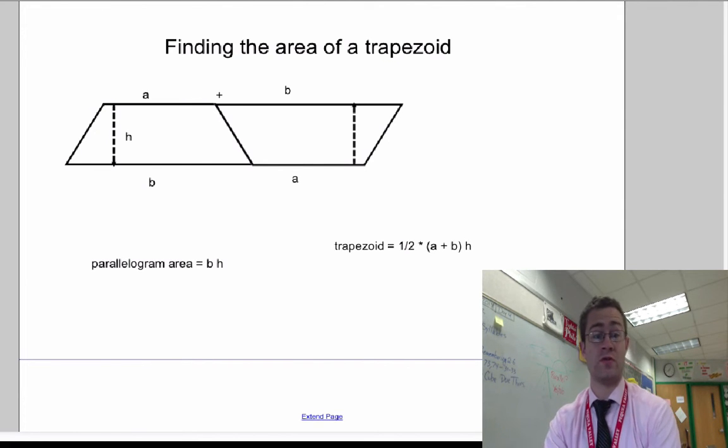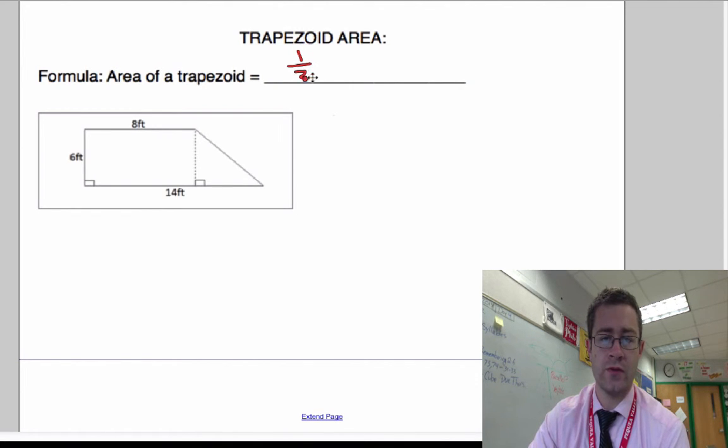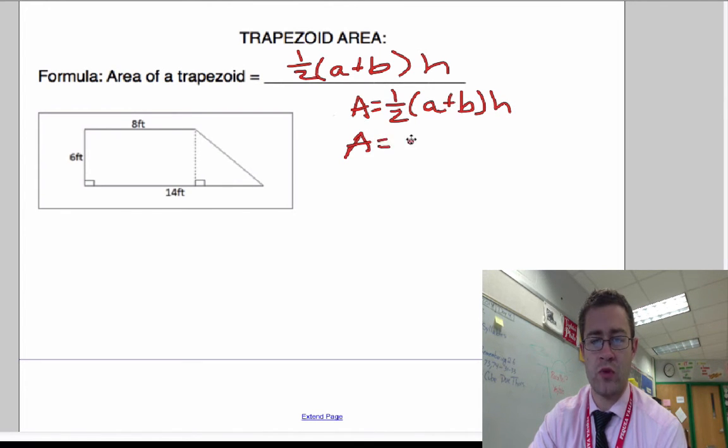Okay, so in your notes, here's what we have. Let's write our formula for the area of a trapezoid right here. We got 1/2 times the quantity A plus B times your height. And so here's what I get. I'm going to write it here. So A equals, here's how I show my work, 1/2 times A plus B times height. You're writing these in your notes as we do them together.